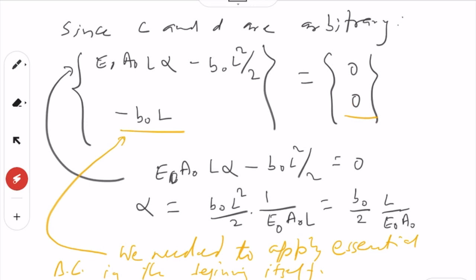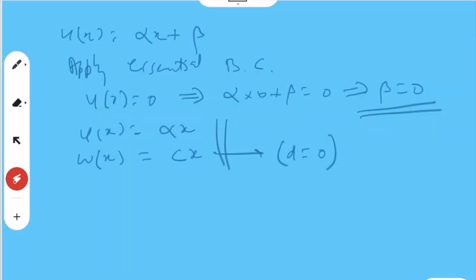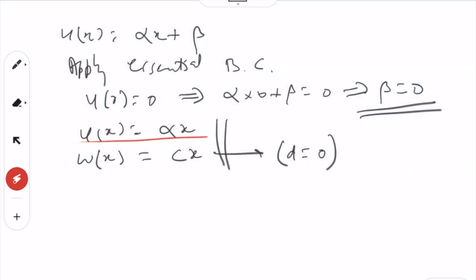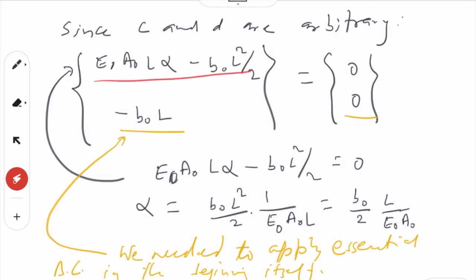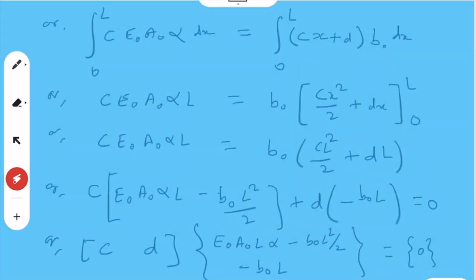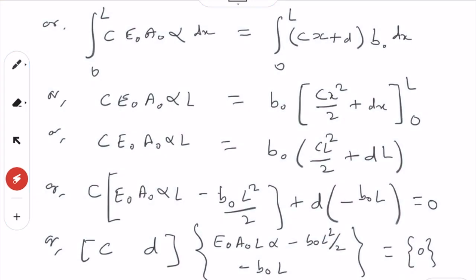Yeah. So that really means, if instead of having two terms you had only one term, like ux equal to alpha x, wx equal to cx, you will get only one term equal to 0, and you can solve it like that. Like we can do it right now.